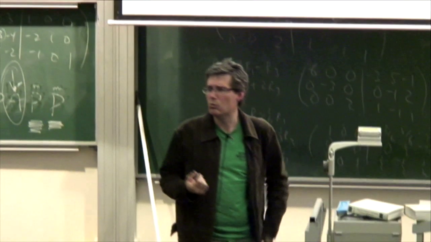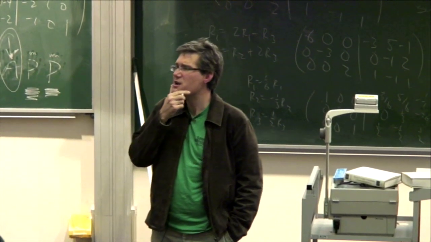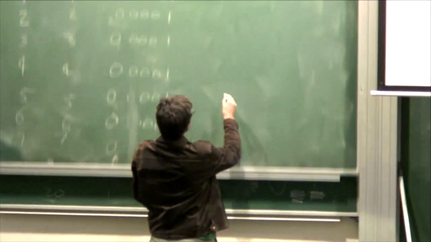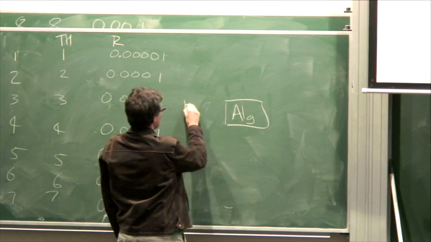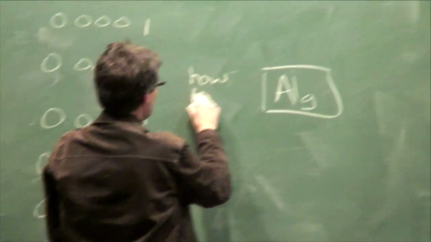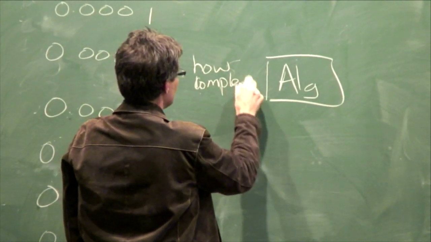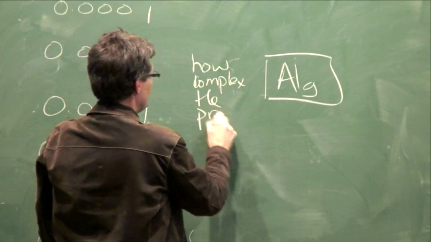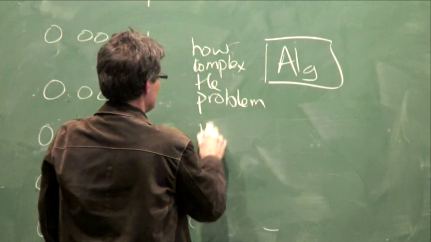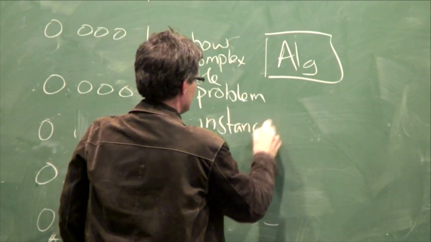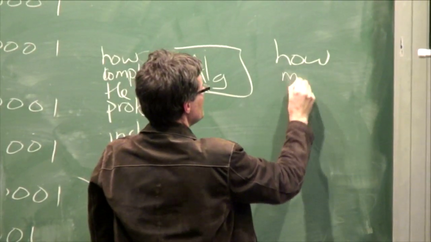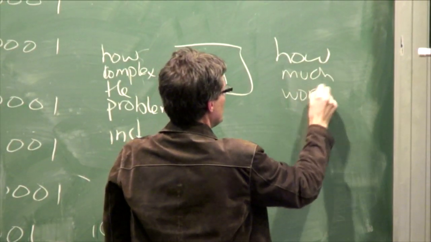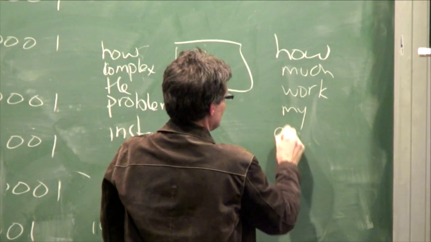Well, let's look at our intuition. Why do we measure complexity that way? What we're interested in is the relationship between, here's my algorithm, how complex the problem is, how complex the problem instance is, and I'm interested in the relationship between that and how much work my algorithm does.